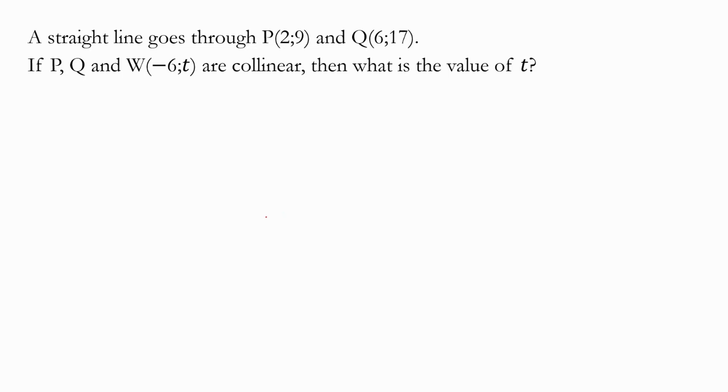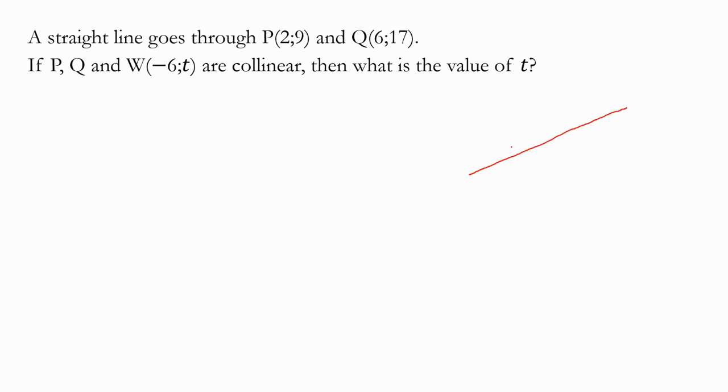Let's do question 182. A straight line goes through P and Q. If P, Q, and W are collinear, then what is the value of T? Right, so collinear points are points on a straight line.